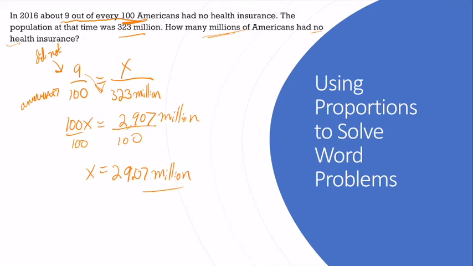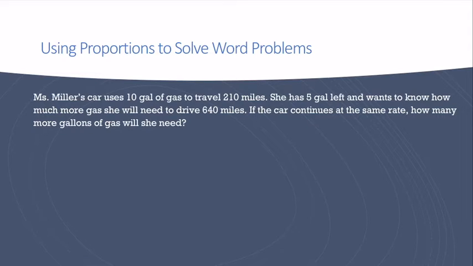Let's do another example. Miss Miller's car uses 10 gallons of gas to drive 210 miles. She has 5 gallons of gas left and wants to know how much more gas she will need to drive 640 miles. If the car continues at the same rate, how many more gallons of gas will she need? So let's set up our first proportion. I know that if I have 10 gallons, I can go 210 miles. I'm trying to drive 640 miles. So let's make sure both of our miles are in the denominator together. I have 5 gallons of gas left, but I need to know how much more I'm going to need. So that's going to be 5 plus x.